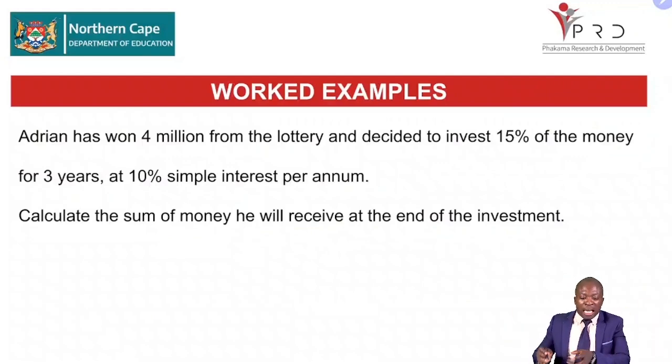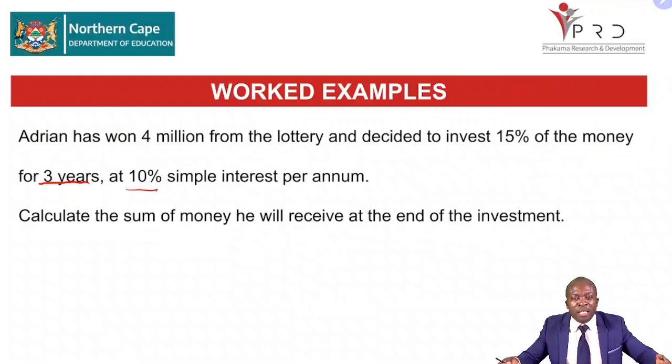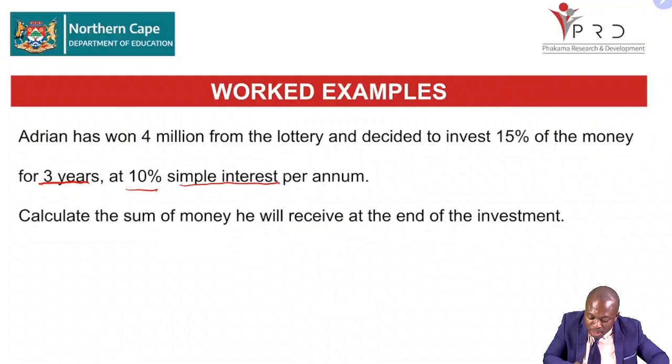So he decided to invest 15% of that 4 million for a period of 3 years. Interest rate, 10%. But what kind of interest rate? Simple interest.